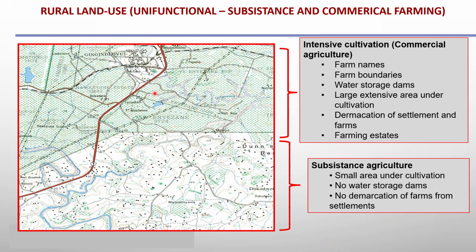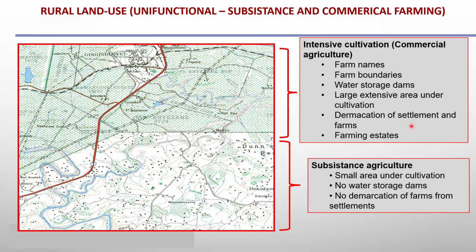There's a water storage dam. You can see there's a dam here. There's a dam here also. Yes, the farmers have water storage dams. They have dams to store water, because remember, they need a lot of water since they are farming at a large scale. If you look down here, I'm not seeing any dam here, because there's mostly subsistence farming. But with commercial farming, they have dams for storing water. It is over a large, extensive area. Look, this entire area is cultivated.